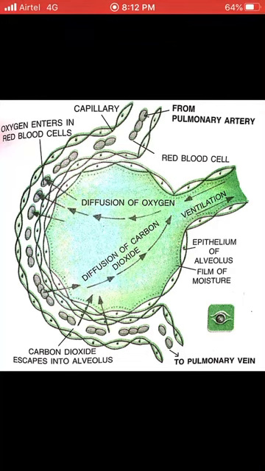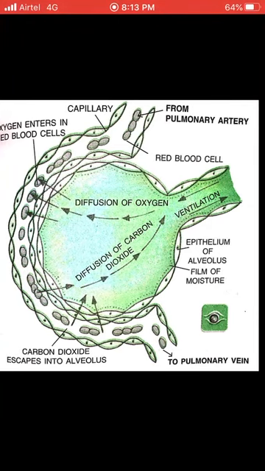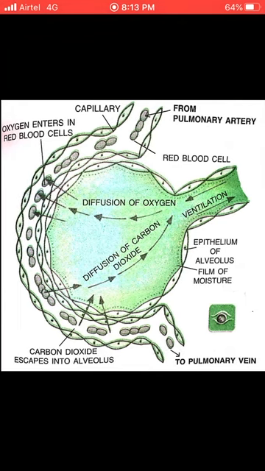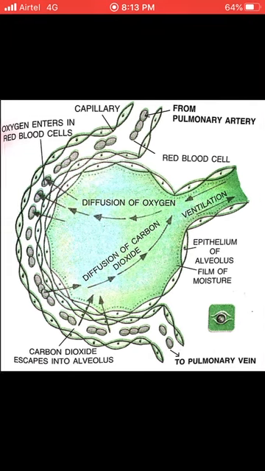Then there are other volumes which will be studied in the next class: inspiratory reserve volume, inspiratory capacity, expiratory reserve volume, expiratory capacity, and vital capacity. So all these amounts of air we will discuss in the next class. Now today's topic is over. Today we have discussed how the exchange of gases takes place inside the alveoli, what the structure is, how the breathing process takes place, and what the functions of the internal intercostal muscles, external intercostal muscles and diaphragm are in the inhalation and exhalation of air.